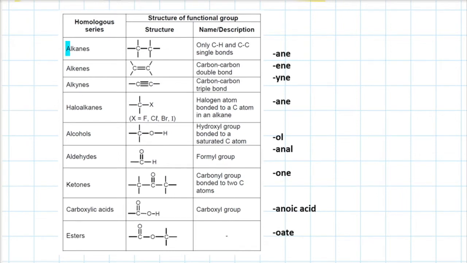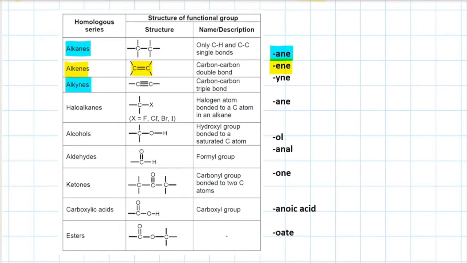We start off with the alkanes. These are hydrocarbons that only contain single bonds between their carbon atoms, and their names end in ane. The alkenes contain a double bond. They're also hydrocarbons, but they have a double bond between at least one pair of carbons in their chain, and their name ends in ene.